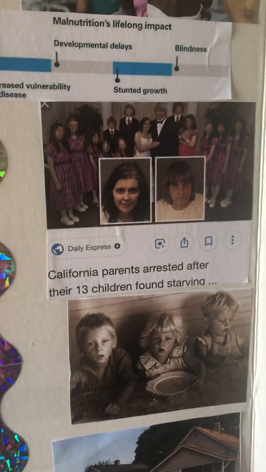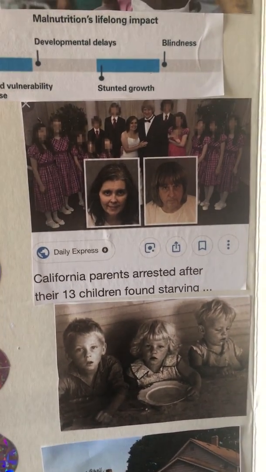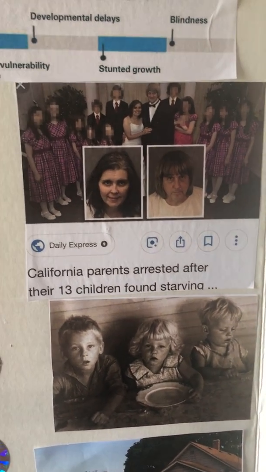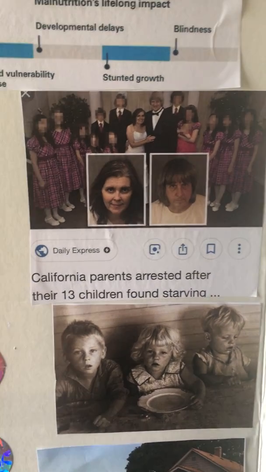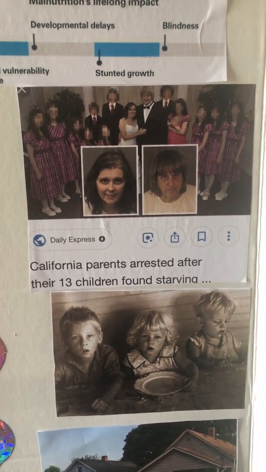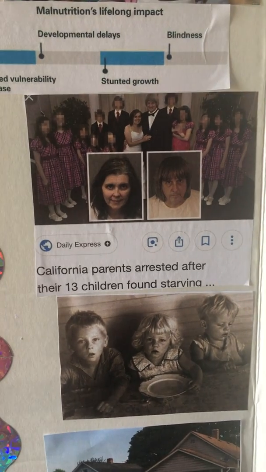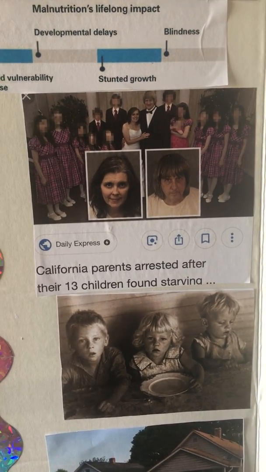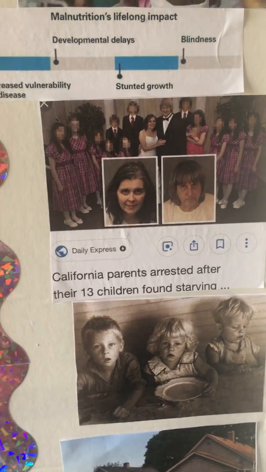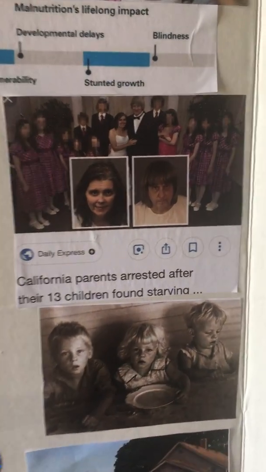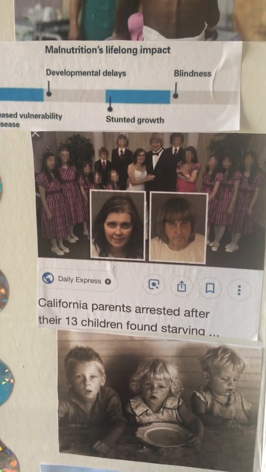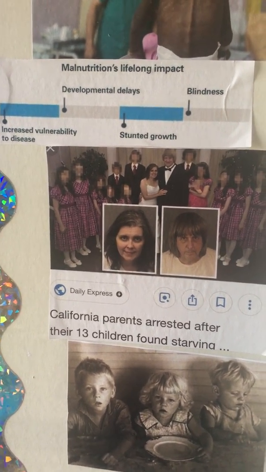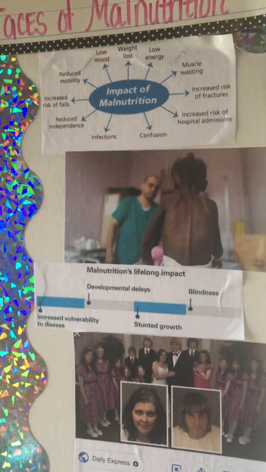I have a clipping from an online article about these 13 kids in California who were removed from the home after showing signs of severe malnutrition and starvation. These kids experienced stunted growth and some of the other malnutrition impacts that are mentioned in the charting above.